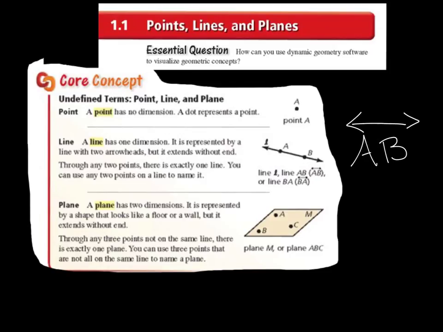Through any 3 points not on the same line, there is exactly one plane. You can use 3 points that are not all on the same line to name a plane. So if you notice, these aren't on the same line. These 2 would make a line, and this one's off of it. If all of them are on the same line, you'd have to have another point to have a plane. Now, for the different ways to name this, they'll always give you a letter in the corner. Not always, but most of the time. And that's how you name it, plane M. Or you could pick 3 points that are not on the same line, so you could call it plane ABC.